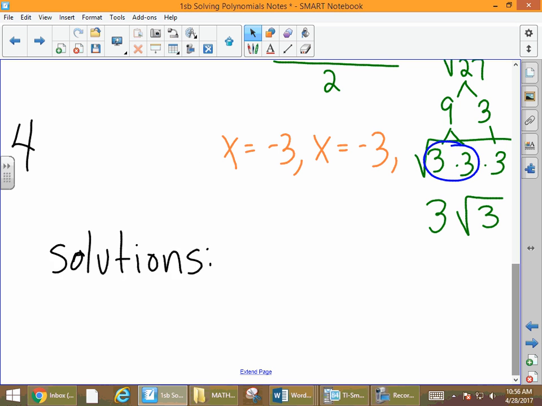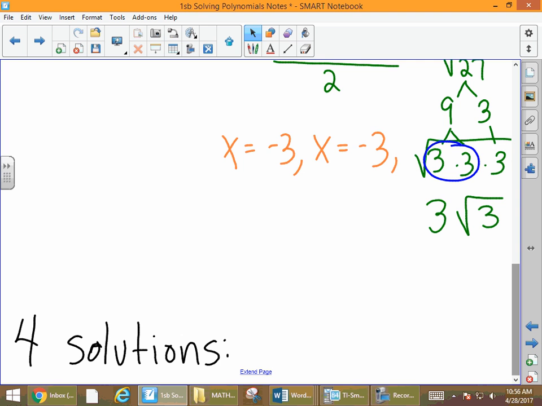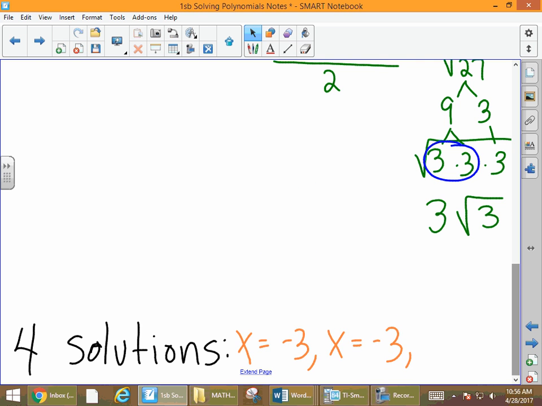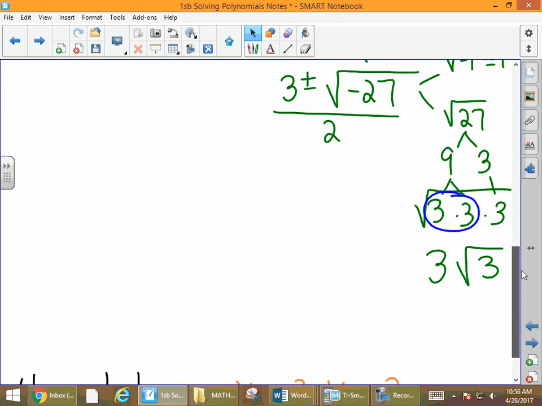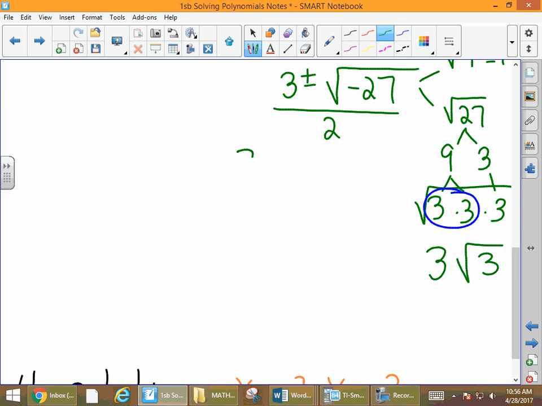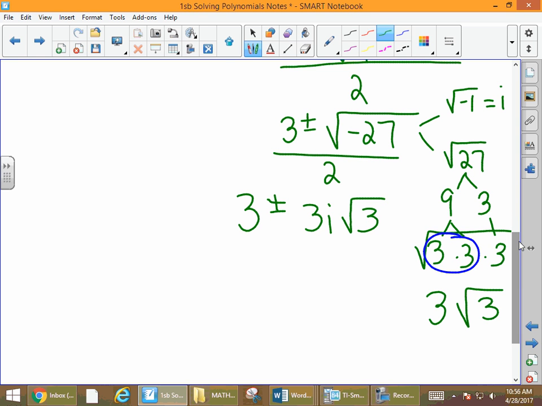But as I scoop this stuff down so that it's not in the way anymore, come on, oh good. What that equals then is 3 plus or minus 3i radical 3. Don't forget that we took the square root of -27. Divided by 2. And again, I am fine if you write 3 plus or minus 3i radical 3 divided by 2.